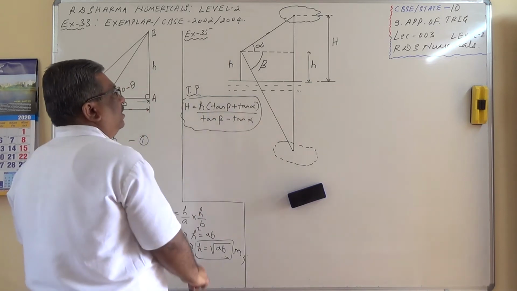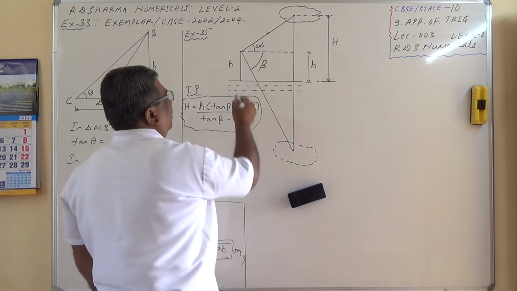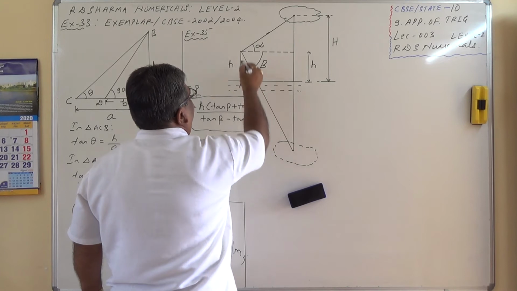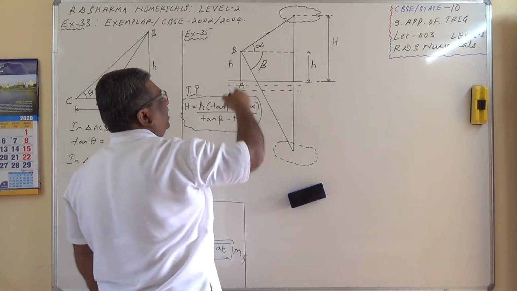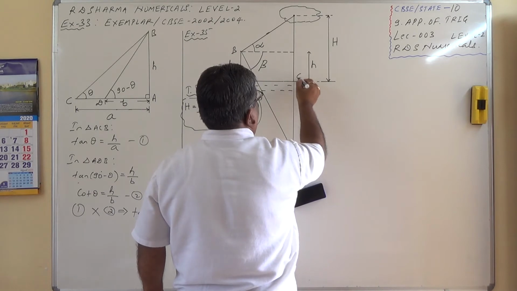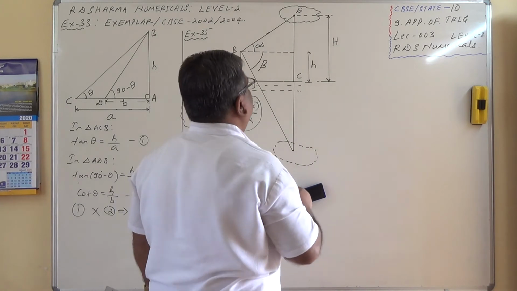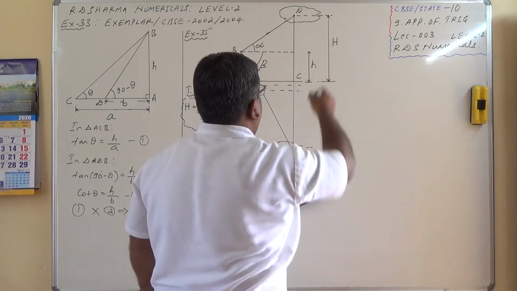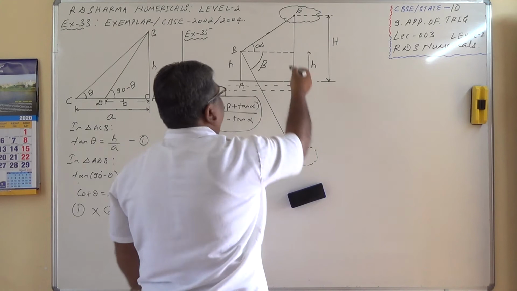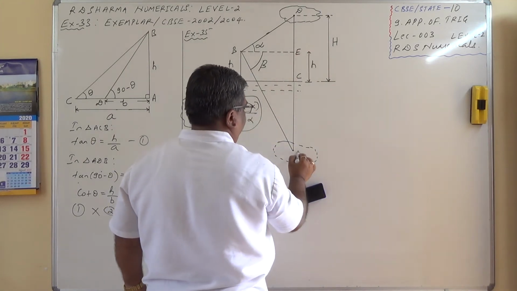So here it's interesting. Let me mark this ABCD. AB is of height h, and CD is the height of the cloud above the lake, that is capital H. We will also mark it A, B, C, D, E and F.